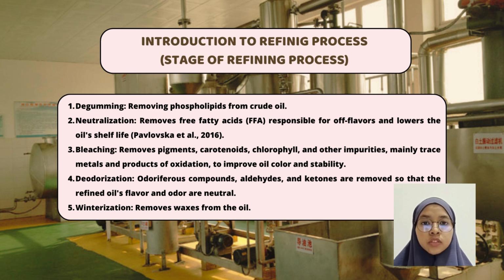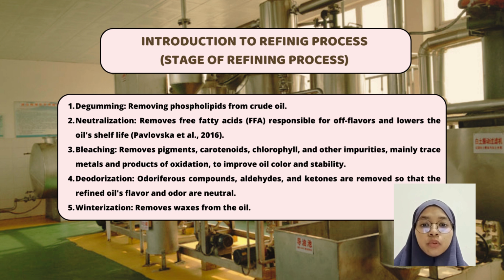Today I would like to present our case study outline. Our case study outline title is Refining Process in Cooking Oil Production. So what is refining process? Refining process is a set of process or treatment that is necessary to turn vegetable raw oil into edible oil or cooking oil. The first stage of refining process is degumming.